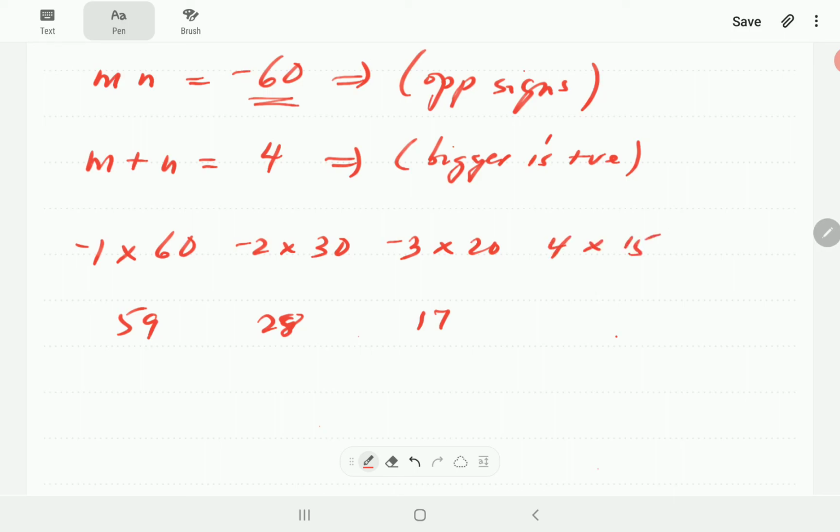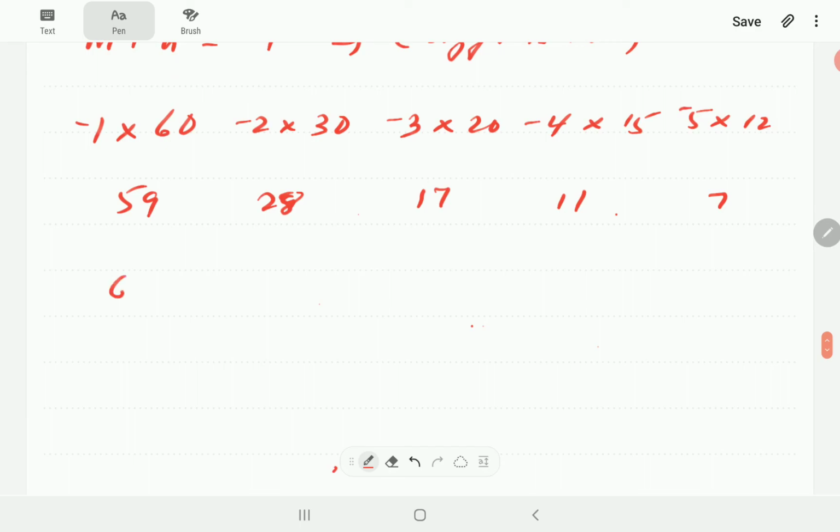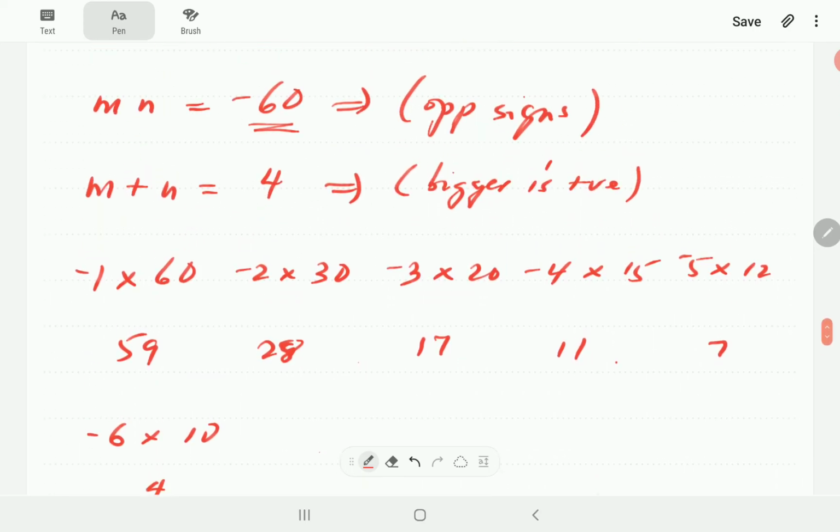4 goes with 15. When we add, we have got 11. 5 goes with 12. When we add, we have got 12 minus 5. It's going to be 7. 6 goes with 10. When we add, we have got 4. So those are the two numbers we're looking for.